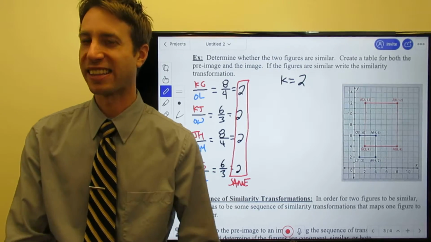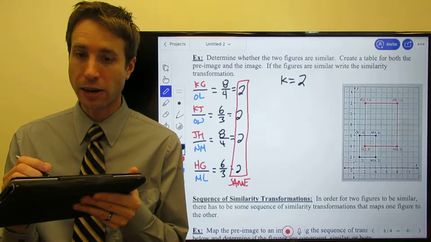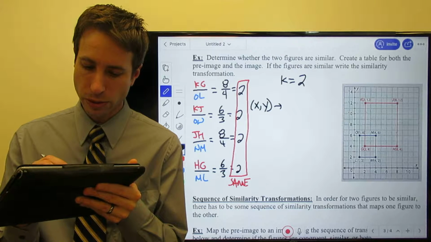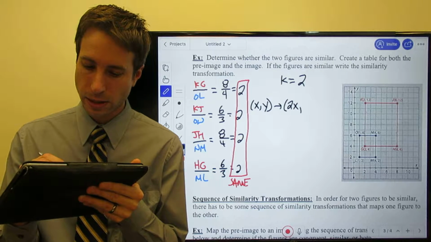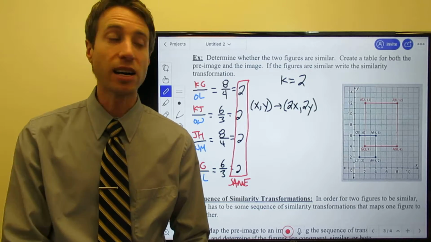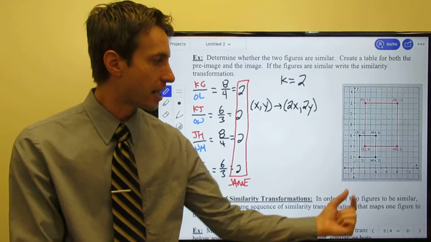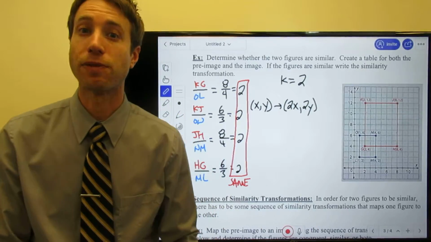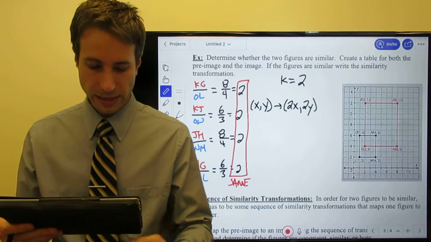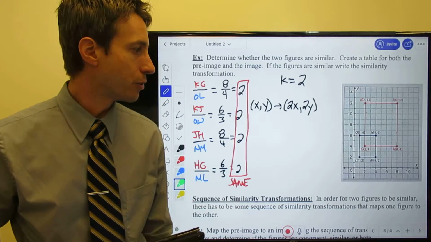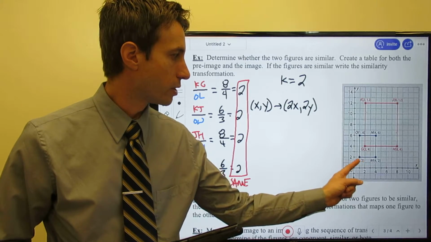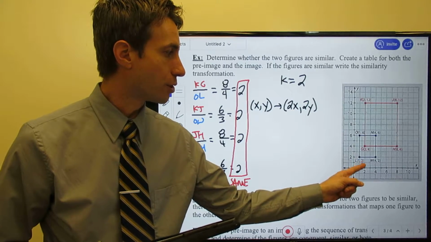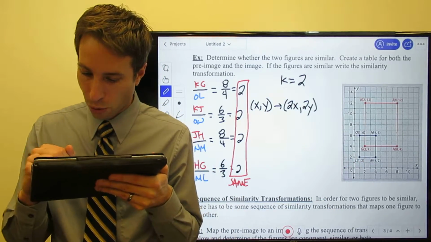But not quite. Check this out. If I do my similarity transformation, which is going to be x, comma y, goes to 2x, comma 2y, does this similarity transformation get me from here to the red rectangle? Well, let's find out. In green, I have given you the ordered pairs. The first one is 2, 1. So we're going to multiply each of those by 2. 1 times 2 is 2. 2 times 2 is 4. So I'll be at 2, 4.